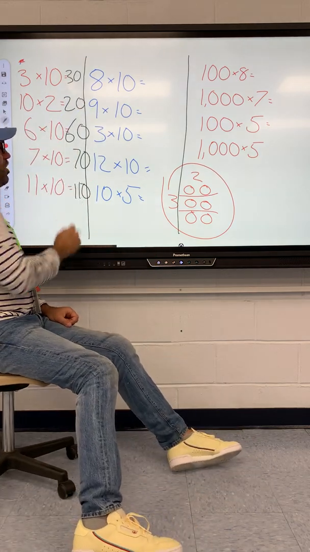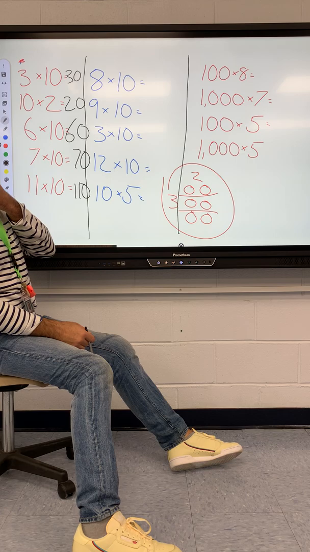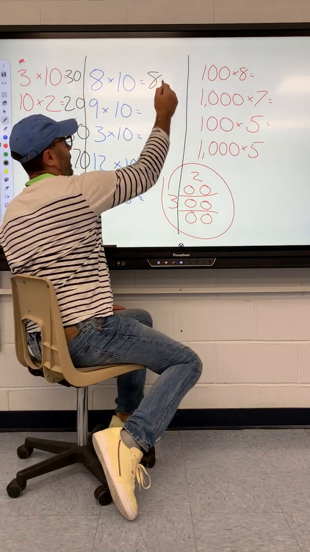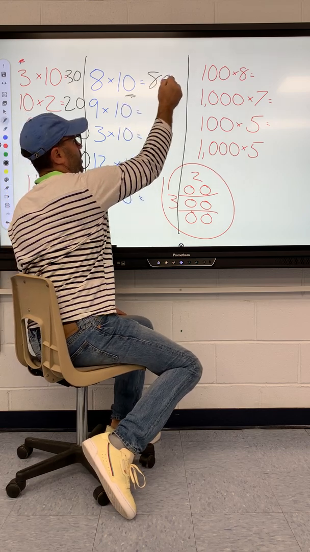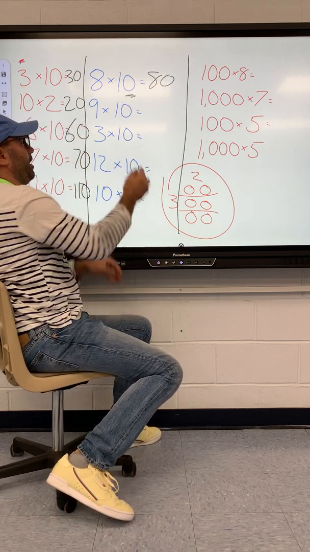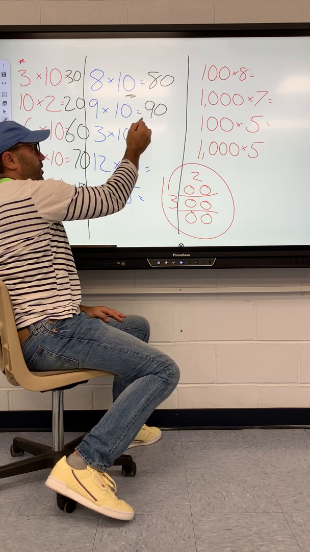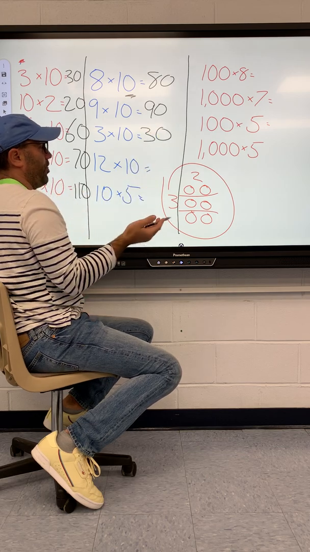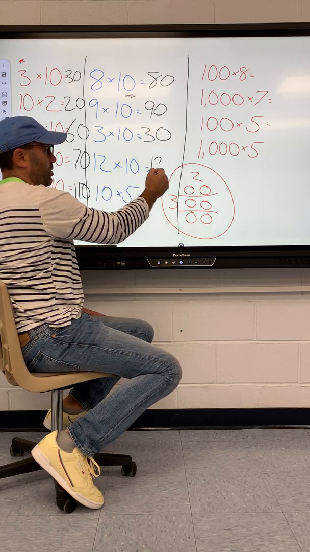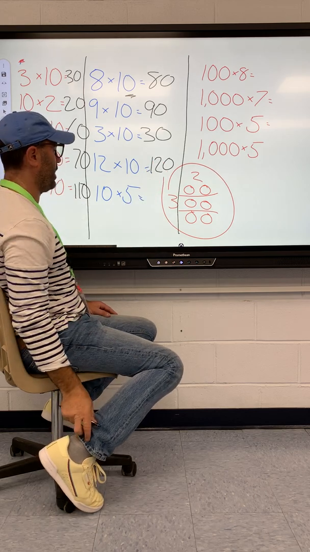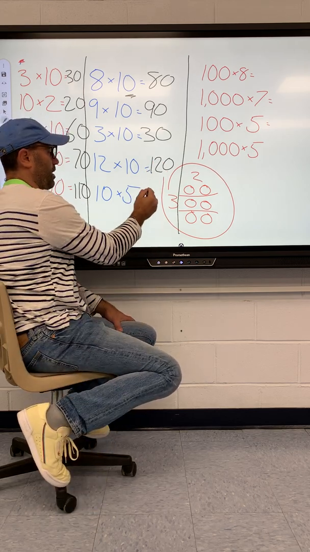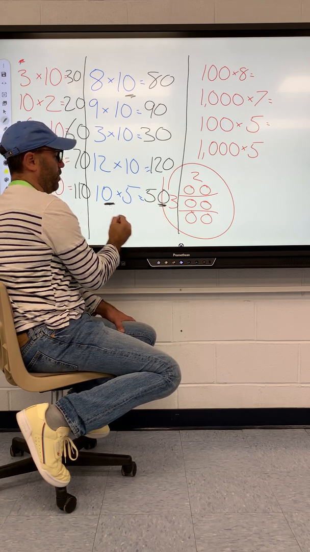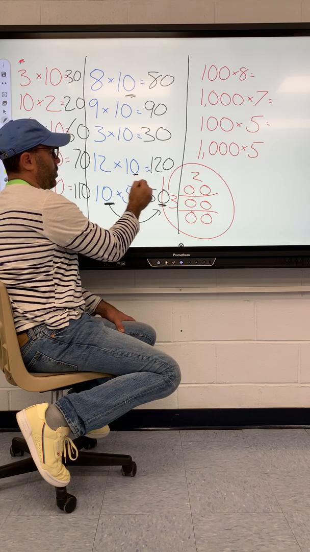Now, the tens rule, what you do is, if you're doing 8 times 10, you take the number 8, because you're doing 8 times 10, and just give it the 0. So it's 80. Or 9 times 10 would just be 9 with the 0. 90. Or 3 times 10 would be the 3. 30. Or 12 times 10, it's just 12 with the 0. 120. Or 10 times 5 would just be 5 with a 0. So since there's 1 zero, you put the 0 over here, and that's how it works.